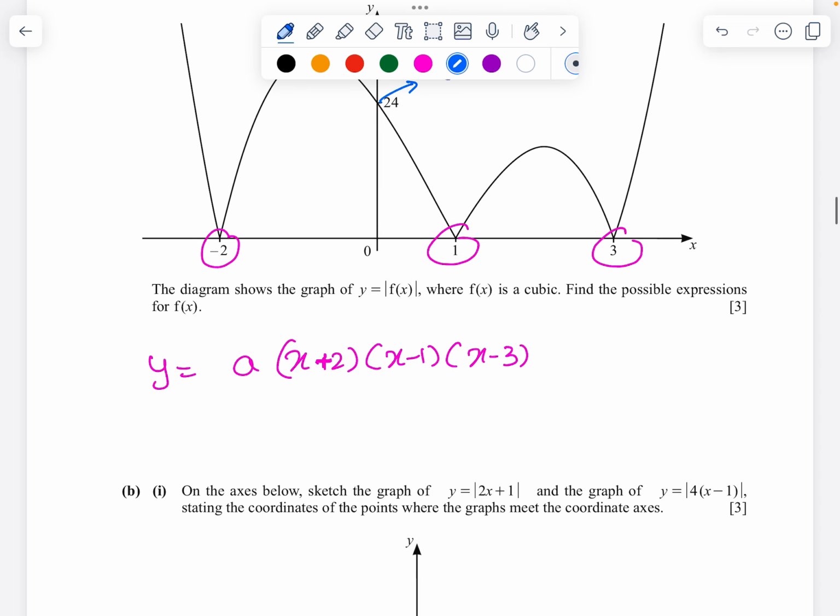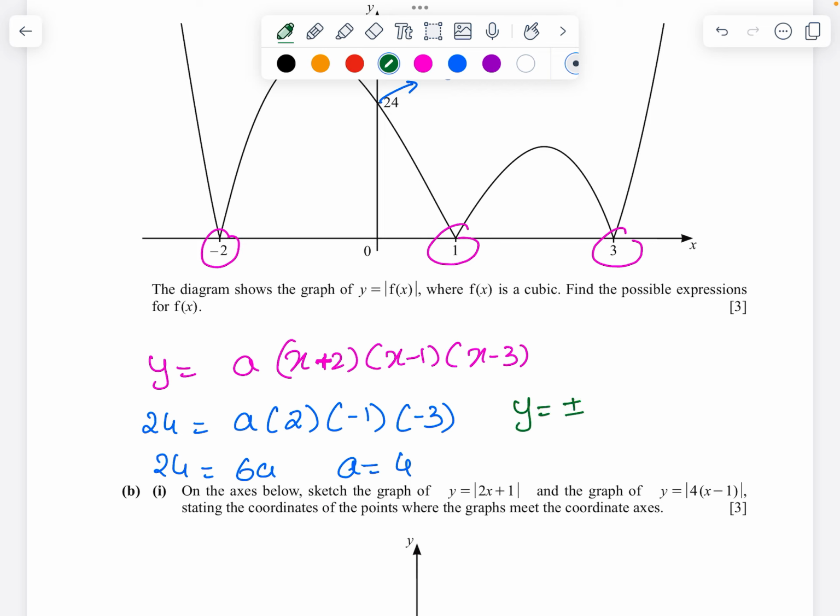So substitute over here. So 24 equals a times 0 plus 2 is 2, 0 minus 1 is minus 1, 0 minus 3 is minus 3. So 24 equals 6a. So a equals 4. But my final answer, I am going to write it as y equals plus or minus, because absolute value is there, plus or minus 4 times x plus 2, x minus 1, x minus 3. This is going to be the answer.